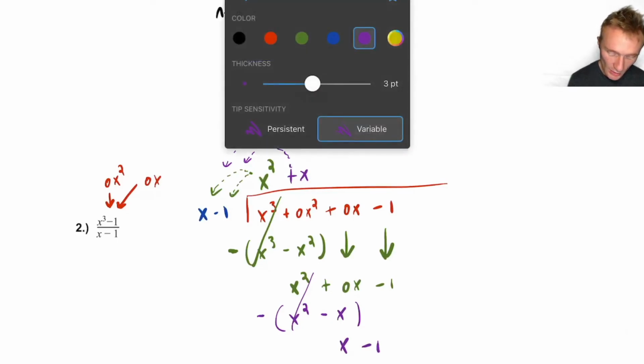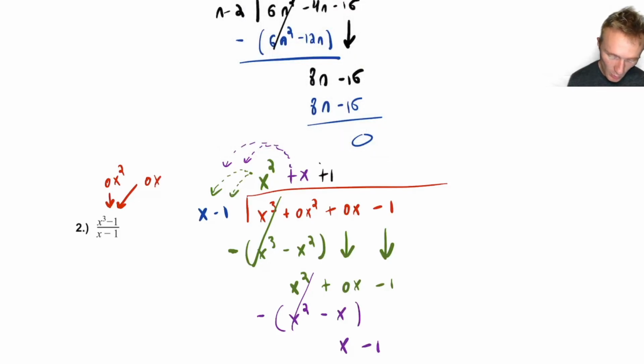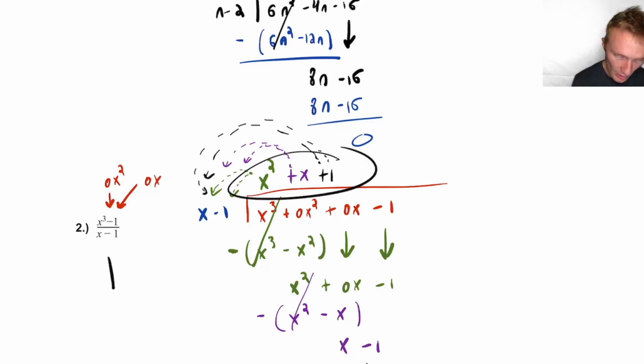Here we can see this all worked out because if I do plus 1 here and I multiply by each of those terms, we'd have x minus 1. So our final answer here, the answer to this question, is x squared plus x plus 1.